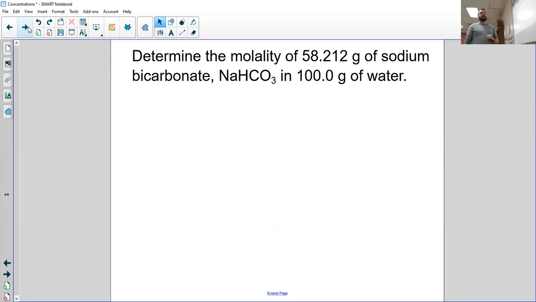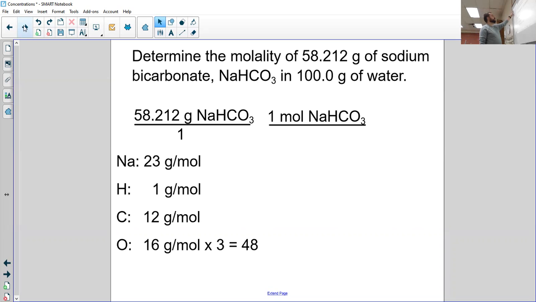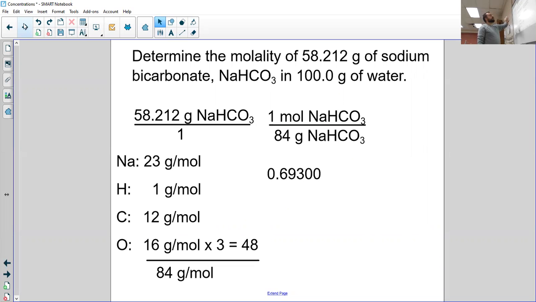So determine the molality of 58.212 grams of sodium bicarbonate, which I gave you the equation for, NaHCO3, in 100.0 grams of water. We set up our mass that we're given over 1, trying to find out how many moles there are of that. So we need our solute in moles. So we use the molar mass, molar weight, just like we always do. Get 84 grams per mole of sodium bicarbonate. So we end up finding 0.69300 moles of sodium bicarbonate.